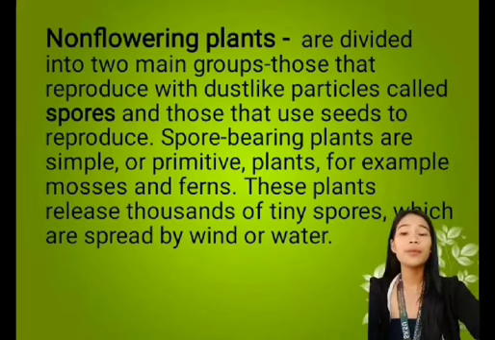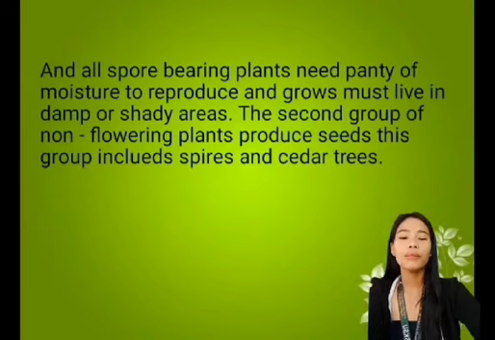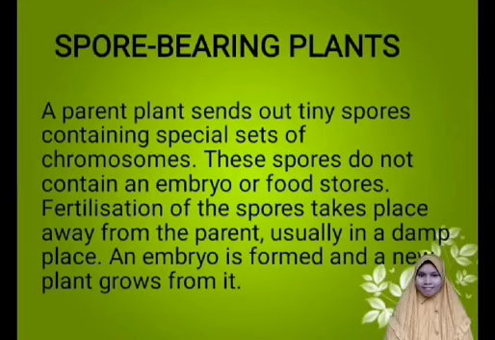Spore-bearing plants are simple or primitive plants. Examples of these are mosses and ferns. These plants release thousands of tiny spores which are spread by wind and water. All spore-bearing plants need plenty of moisture to reproduce and grow, and must live in damp or shady areas. The second group of non-flowering plants produce seeds. This group includes spruces and cedar trees.